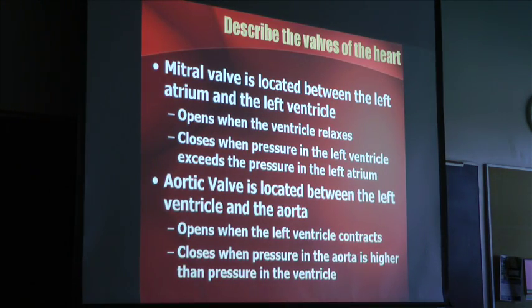The mitral valve is located between the left atrium and the left ventricle. It opens when the ventricle relaxes, and it closes when pressure in the left ventricle exceeds the pressure in the left atrium. The aortic valve is located between the left ventricle and the aorta. It opens when the left ventricle contracts. It closes when pressure in the aorta is higher than the pressure in the ventricle.